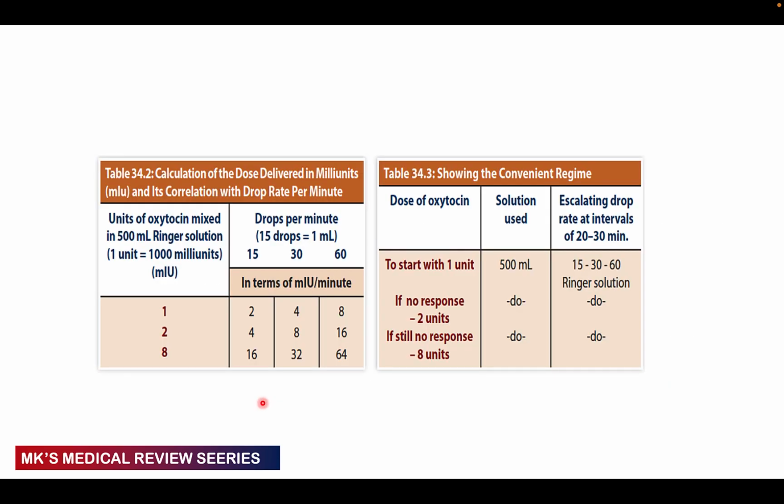So here's a table to just simply show you the oxytocin that you're adding to the 500 mils of Ringer's lactate, and of course the milli international units that you are giving if the giving set is giving you 15 drops per mil as opposed to the one that has 20 drops per mil. So take your time to actually look at these tables. It's very easy and self-explanatory.